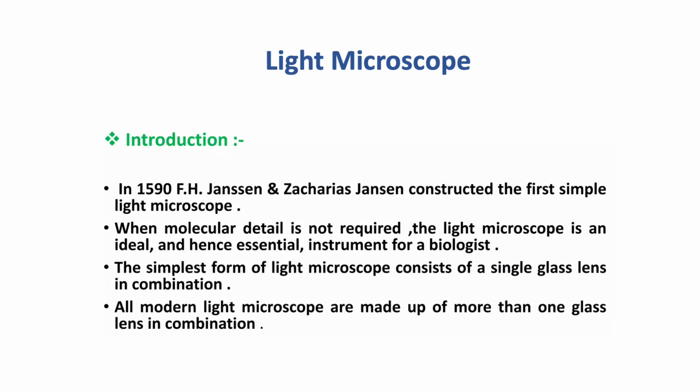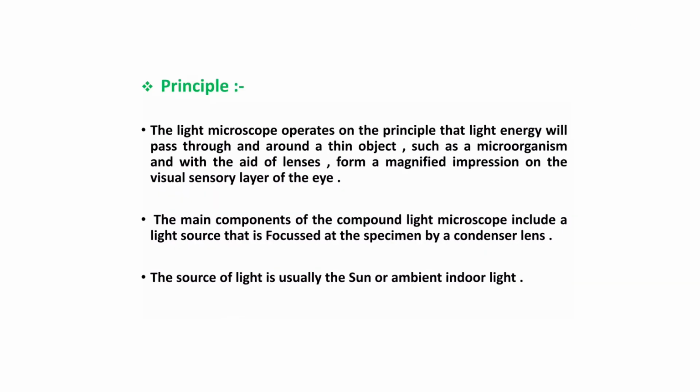Let's have a brief introduction to light microscopes. In 1590, Hans and Zacharias Janssen constructed the first simple light microscope. When molecular detail is not required, the light microscope is ideal and hence an essential instrument for a biologist. When you want to know the morphology, the light microscope is good, but you can't know about the molecular details. The simplest form of light microscope consists of a single glass lens. All modern light microscopes are made up of more than one glass lens in combination.